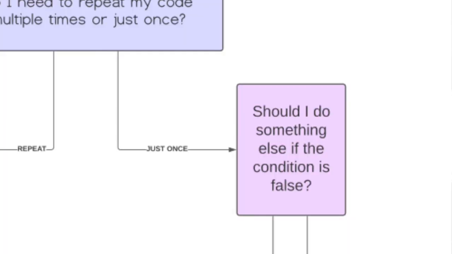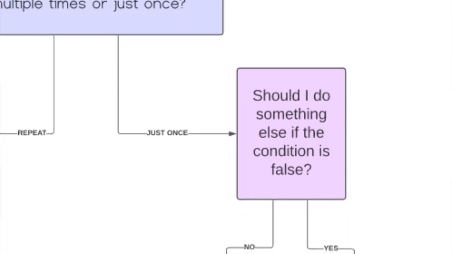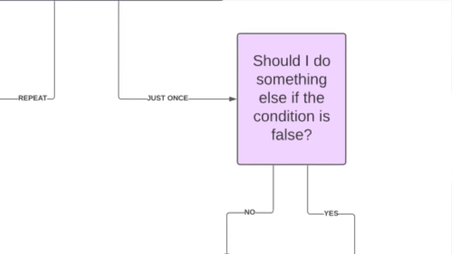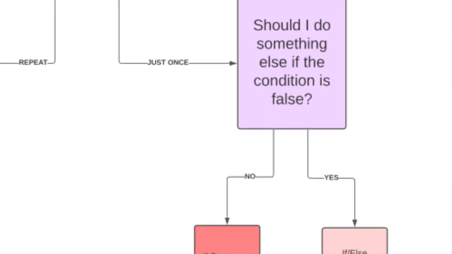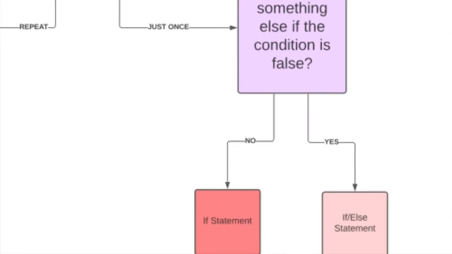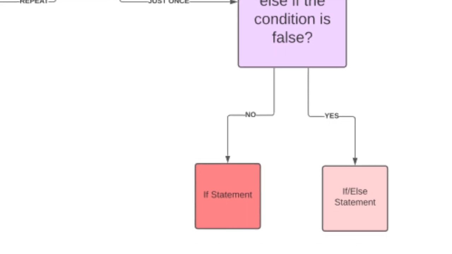And then on the other side of this flow chart, if they knew that their code just needed to happen just once, then we pushed over to the if else side. We had to decide, okay, if my code happens, does it need to do something else if it's not true? That's where the flow chart split off to be an if else statement compared to just an if statement.